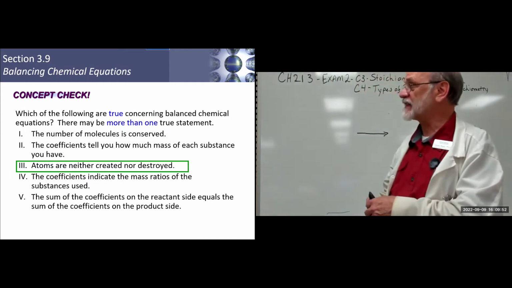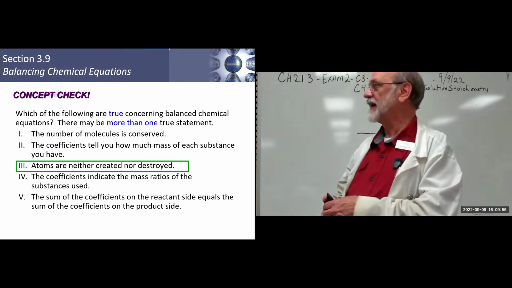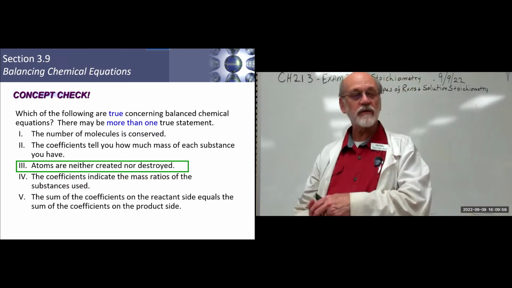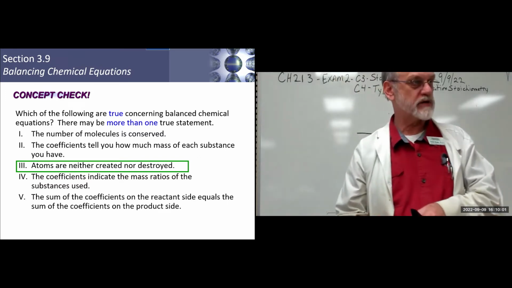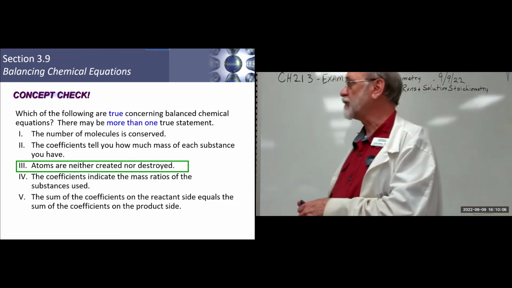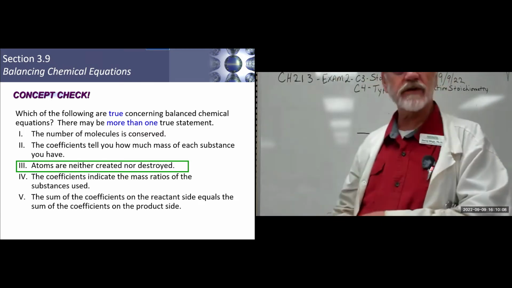The coefficients indicate the mass ratios of substances. That's another way of saying Roman numeral 2, which is false. We're not talking about mass ratios here. We're talking about number ratios, mole ratios. The sum of the coefficients on the reactant side equals the sum of coefficients on the product side.